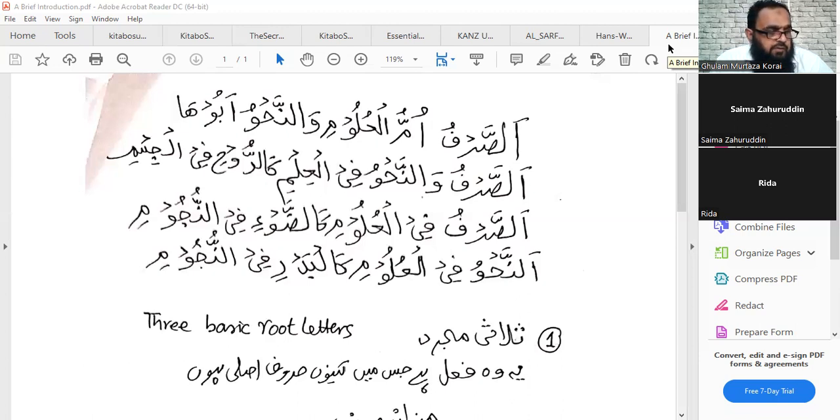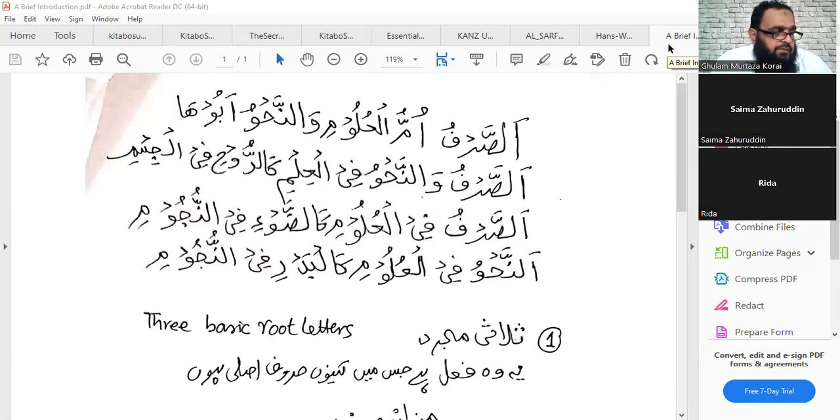The second is of 14 pages and it consists of all the tenses, means the past tense, the future tense, the command, ism fa'il, ism maf'ul, ism zarf, and various things. So we'll also discuss one by one. No need to worry about anything. Inshallah, together with Allah's help, we'll learn everything.